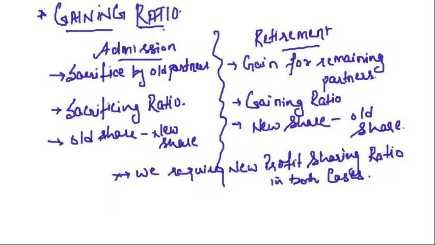What is the gaining ratio? When you are gaining, your new share will be more than the old share. Earlier you were earning rupees 100, now you are earning rupees 150. What is your gain? 150 minus 100, 50 rupees. So we'll say new share minus the old share. Clear? What is common in both the cases? That we require the new profit sharing ratio in both the cases, in case of sacrificing ratio also, in case of gaining ratio also.